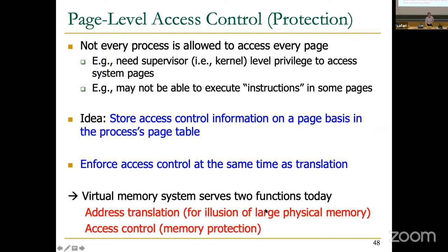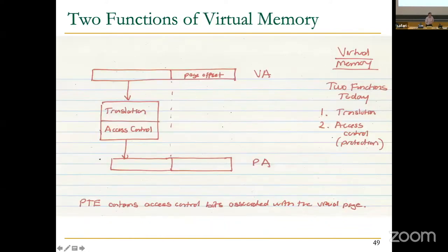Basically, the virtual memory system serves two functions today. One is address translation to give you the illusion of large physical memory, and the other is access control to give you memory protection. And this is my nice picture. Essentially, when you're doing translation, you also bundle access control with it. And in fact, access control takes priority. If you don't have access, forget about the translation, right? You don't need the translation.